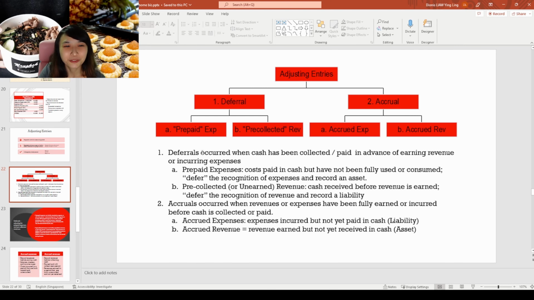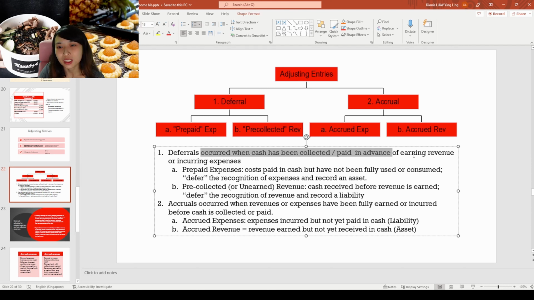Deferrals occur when cash has been collected or paid in advance of earning revenue or incurring expenses. This sounds very cheem, right? But think of prepaid expenses. Let's say one day you pay in advance for your phone bill. That's a prepaid expense, and we count it as an asset. Because you had it in cash, it's just that you paid it in advance, so now you don't have it in cash, you have it as a prepaid expense, so it's actually an asset.